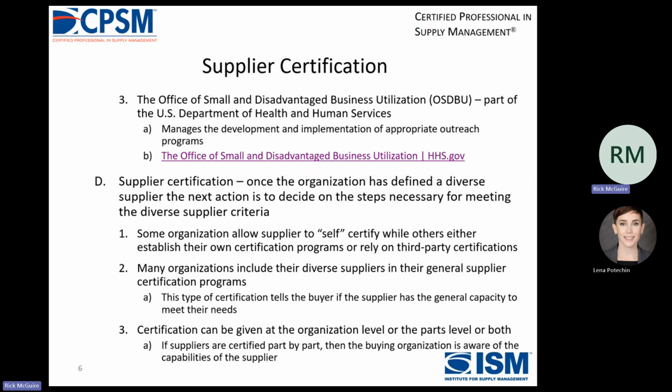You need to know if they have the general capacity, and you need to know if they meet diverse supplier certifications. And it can be given at the organizational level or part level, or both. If suppliers are certified part by part, then the organization is aware of the capabilities of the supplier. But if you got millions of parts like we do, that would be quite an effort.